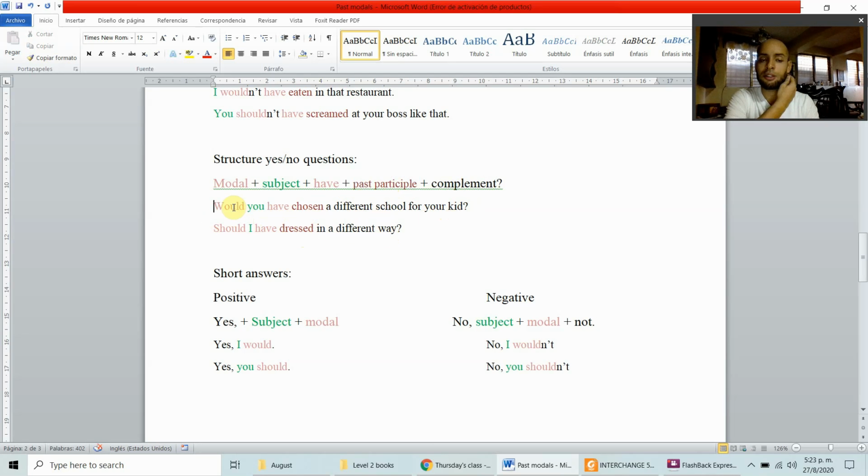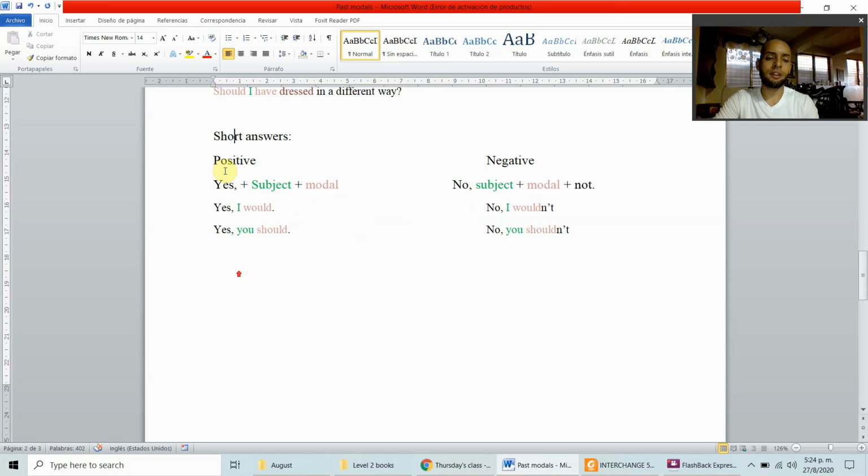The structure for yes and no questions: the modal, the subject, have or has, and remember that changes. Actually, excuse me, I made a mistake in this case. Has is not used with this because we have a modal and this does not change. I'm sorry for the confusion. So again, modal, the subject, have, the past participle, and a complement, of course, the question mark.